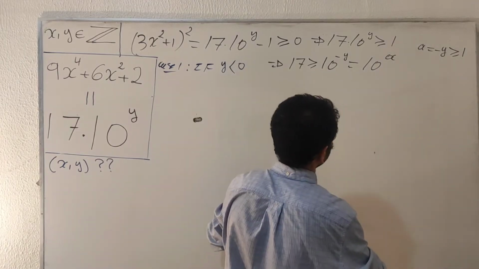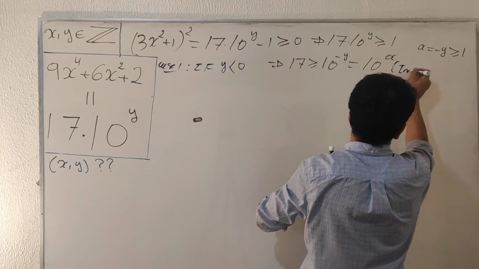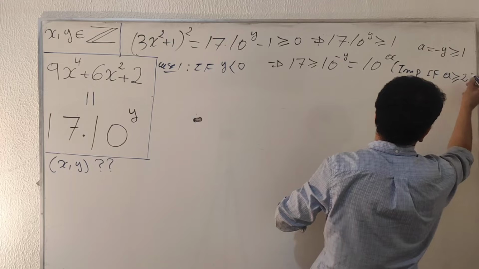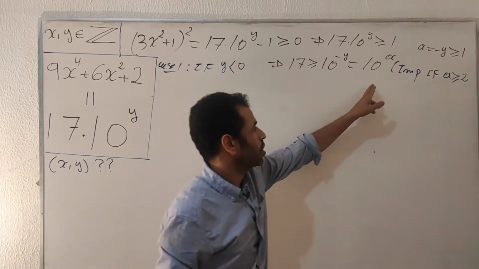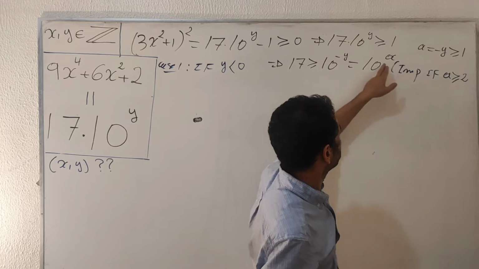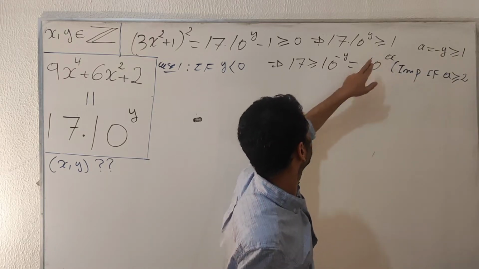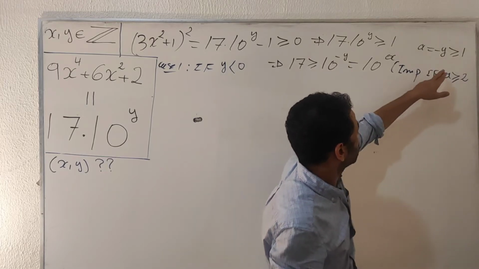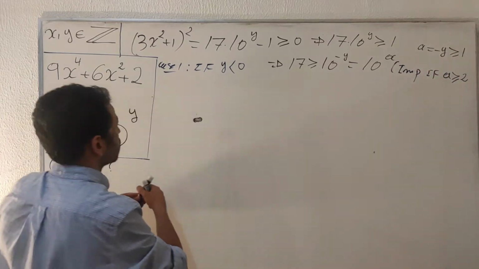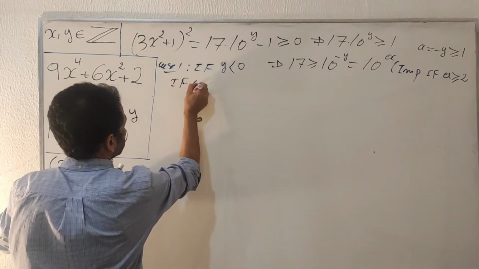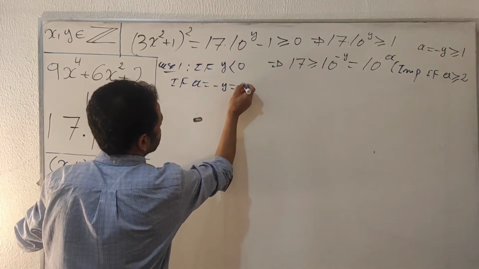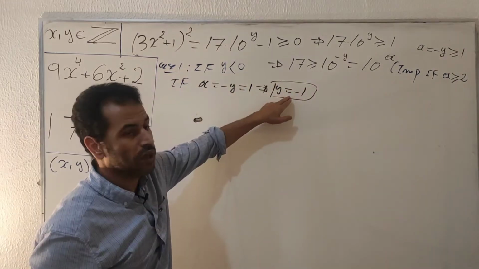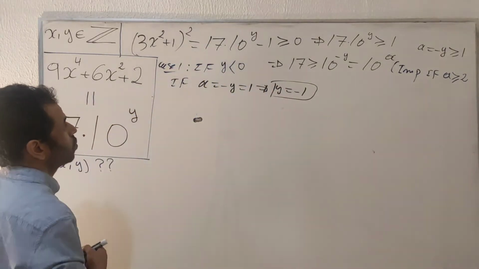But this is impossible if a is greater than or equal to 2. If a is greater than or equal to 2, this becomes 100 as a minimum value. I get 17 is greater than or equal to 100, which is impossible. So we need to check the case when a equals 1. If minus y equals 1, which means y equals minus 1, let's plug this into the original equation to see whether we may have a solution or not.